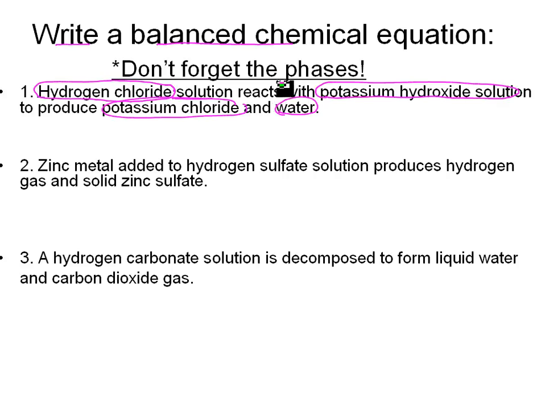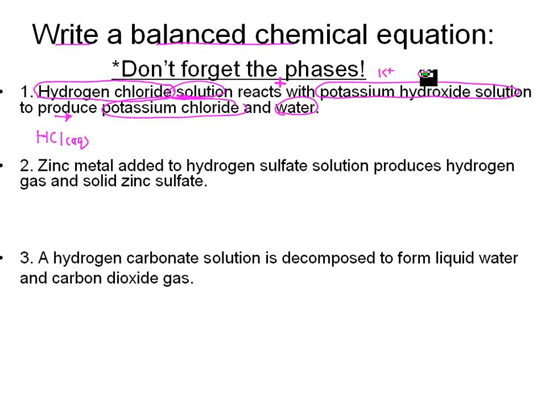Okay. So the "reacts with" part, you know that this means it's an addition. And "produce" means that a product is being made, so you know that's where the arrow is going to go. Let's write out what each of these compounds are. We have hydrogen chloride, so it's H plus Cl minus, which gives us HCl. We know it's a solution because it says so right here, which means we're going to make this aqueous, AQ.